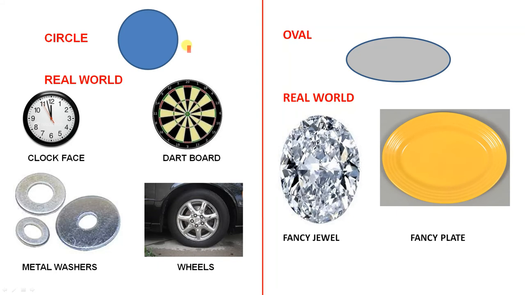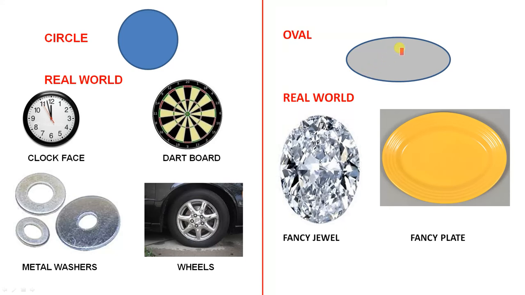Here we have the circle. In the real world, the clock face, the dartboard, metal washers, and the wheels of most vehicles are in the shape of a circle.